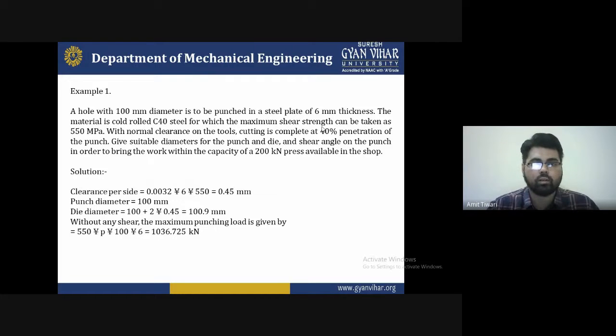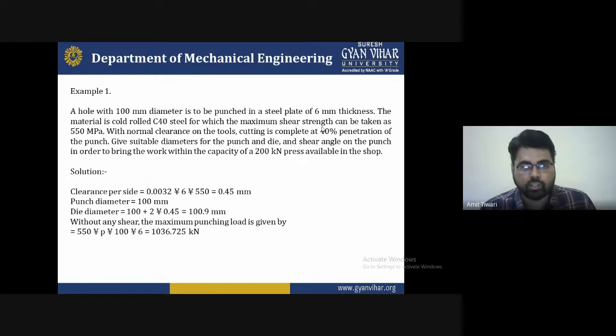The material is rolled C40 steel, and the maximum shear strength for this C40 steel is 550 megapascal. With normal clearance on the tool, the cutting is complete at 40% penetration of the punch. So we have 40% penetration of the punch on the surface of the sheet metal. Give the suitable diameter for the punch and die.